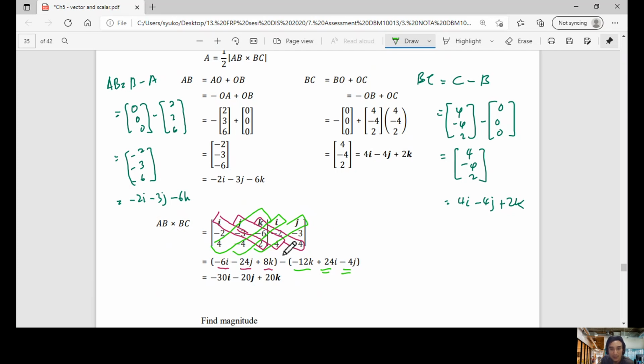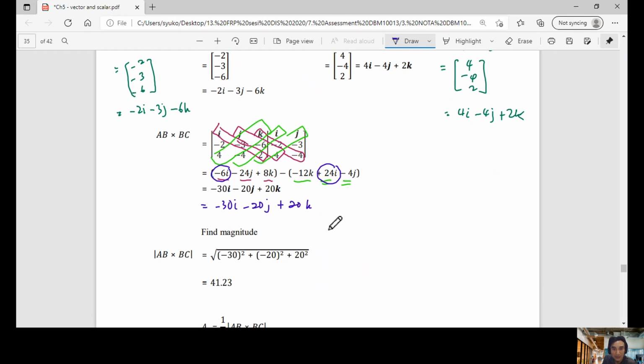So we must be careful while you subtract the values of i, j, and k. So i with the i, negative 6i minus the positive 24i, because i and j is quite similar. Okay, so that we will get the negative 30i, this one, negative 24j, minus negative 4j, so positive, negative 20j, and then this one plus 20k.